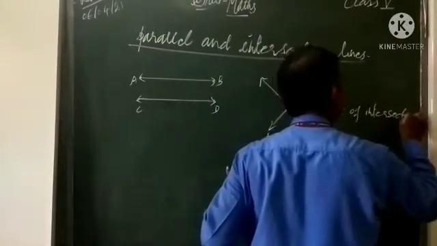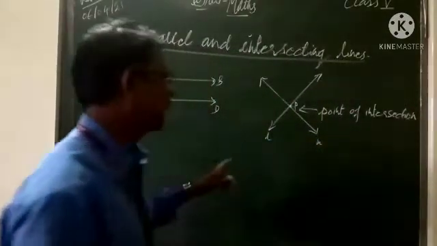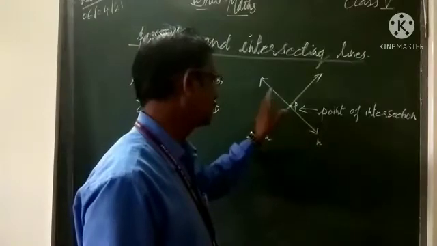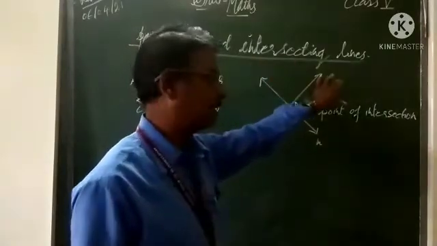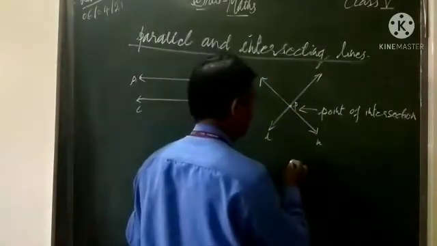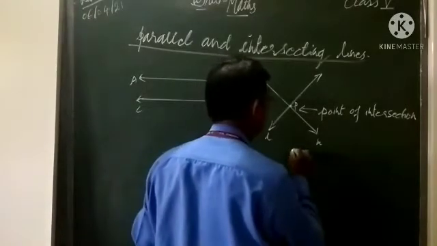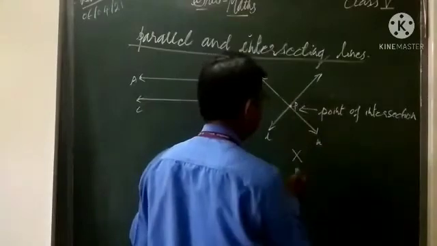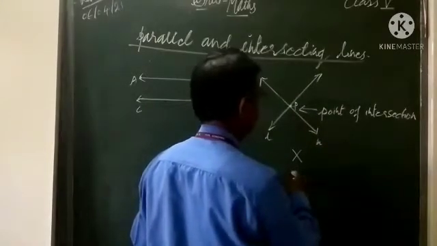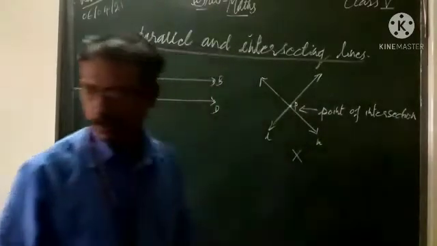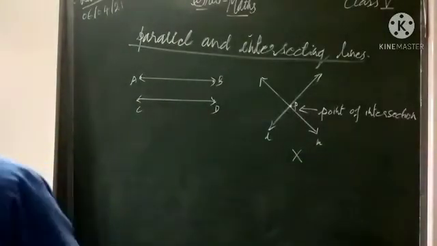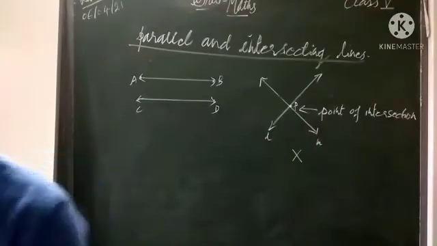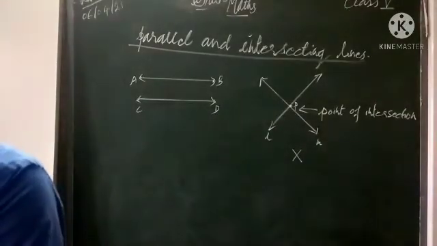When two lines cross each other or meet each other, then such type of lines are called what? Intersecting lines. For example, in your alphabets we have the letter X. This is an example of intersecting lines. Scissors, many examples are there. So two distinct lines meeting at a point are called intersecting lines. The letter X is an example of a pair of intersecting lines.